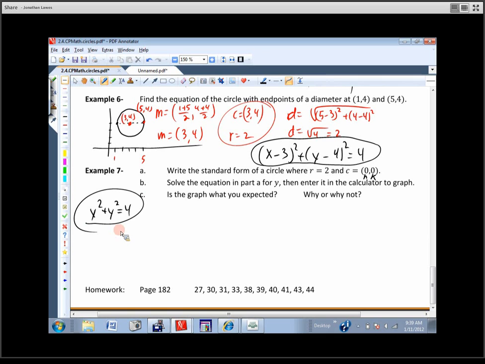Solve the equation of part A for y and then enter it into a calculator to graph it. So we want to solve this. This is the answer to A. We want to solve this for y. We want to get the y all by itself. So this is just some algebra. This doesn't have anything to do with circles. This is just some algebra. So go ahead and solve that for y.